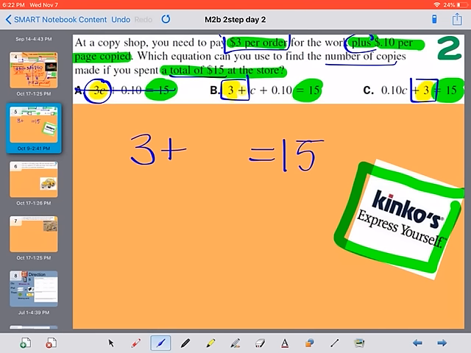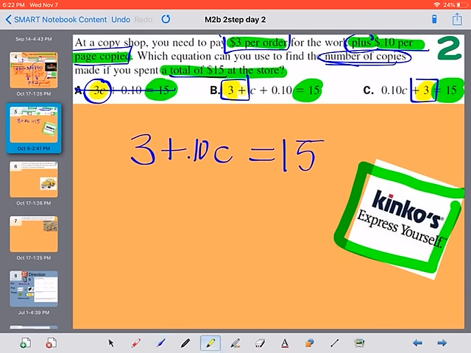It says 10 cents per page copied. And we want to know how many copies did we make. We don't know how many copies, so I'm going to use the letter C to represent our number of copies. If I make 1 copy, it's 10 cents. But if I make 2 copies, it'd be 20 cents. 3 copies would be 30 cents. So we're taking C and we're multiplying it by that 0.10 times 10 cents.